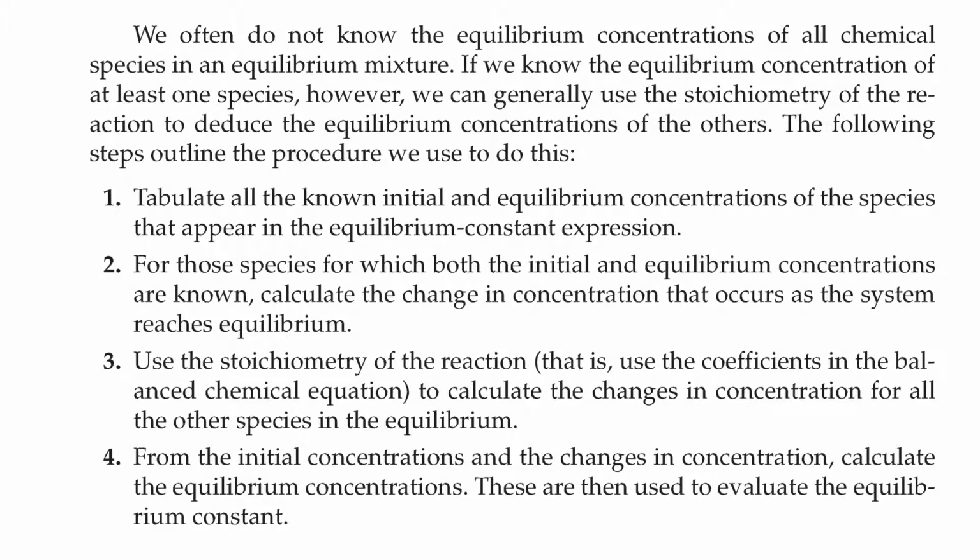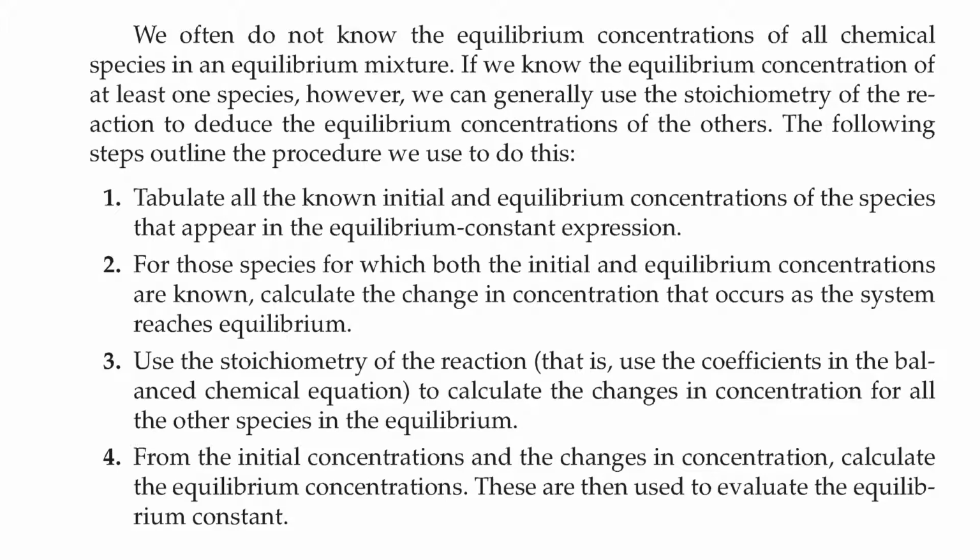We often do not know the equilibrium concentrations of all chemical species in the equilibrium mixture. If we know the equilibrium concentration of at least one species, however, we can generally use the stoichiometry of the reaction to deduce the equilibrium concentration of the others. The following steps outline the procedure we'll use to do this.